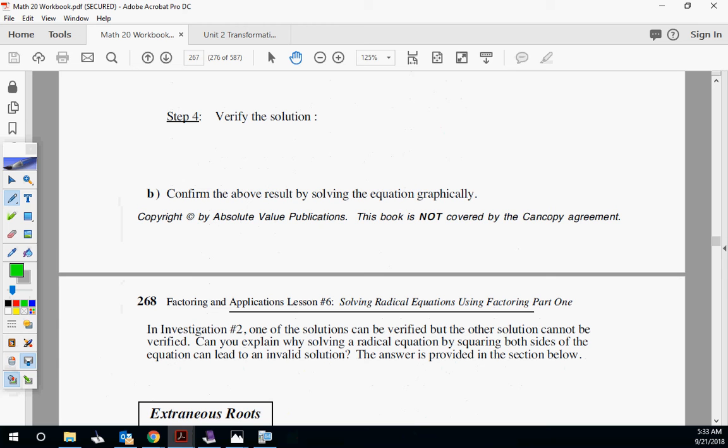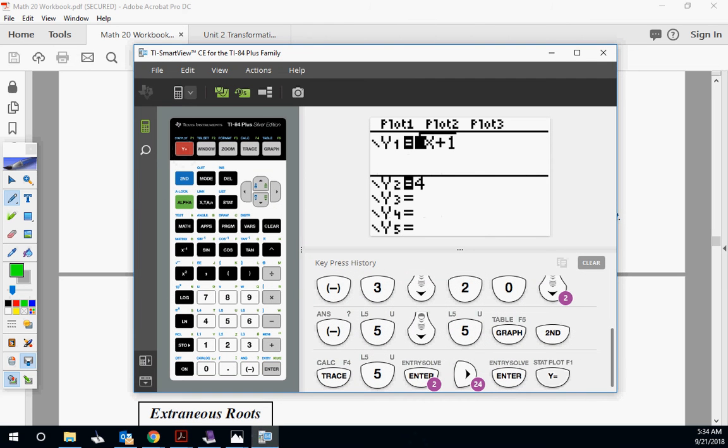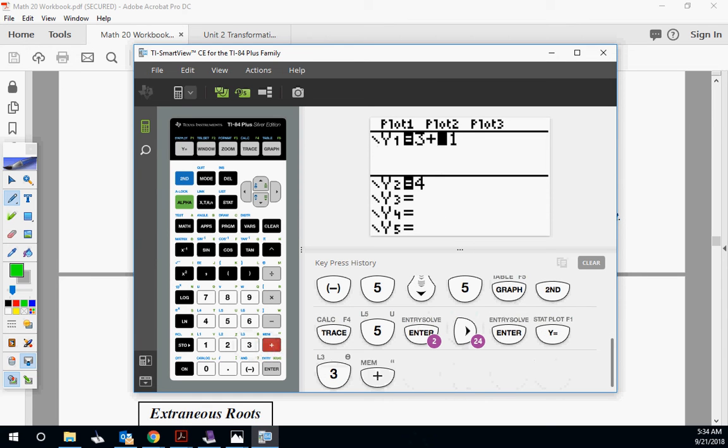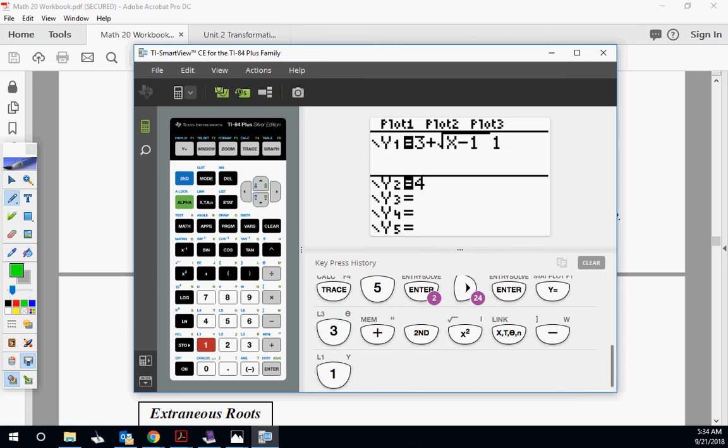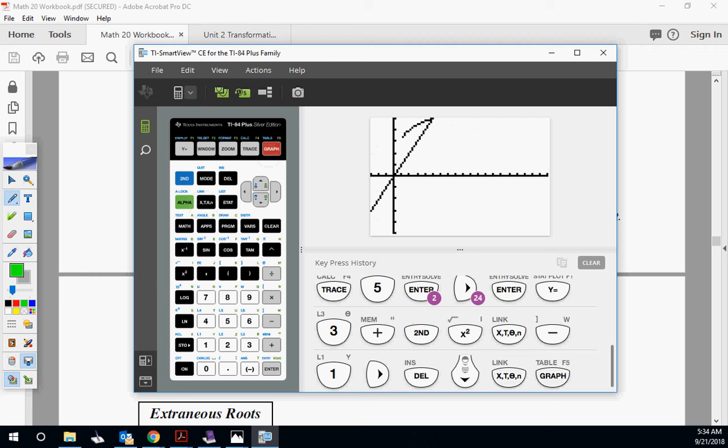So, confirm the above results by solving the equation graphically. Let's go ahead and try this in the graphing calculator so you can see me do this process one more time. We're going to go to y equals. The equation we just did was 3 plus root x minus 1. We're going to arrow out and delete that one there. So we've got 3 plus root x minus 1, and then equals x. I probably have to change my window again. I want a little bit more y's and a little bit less x's.